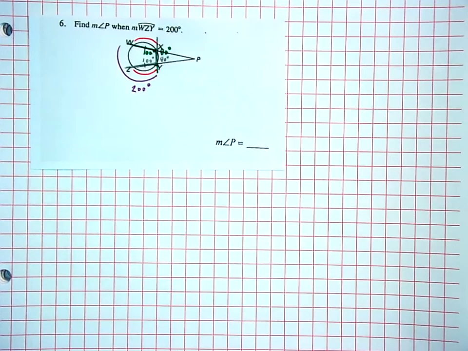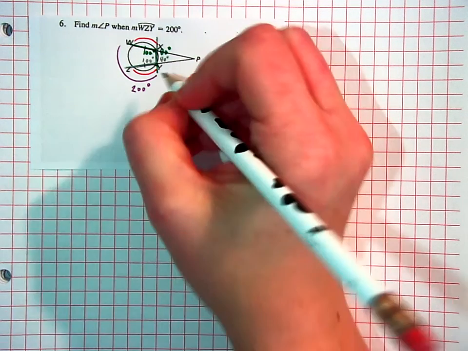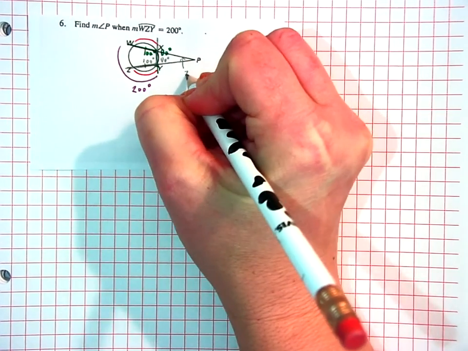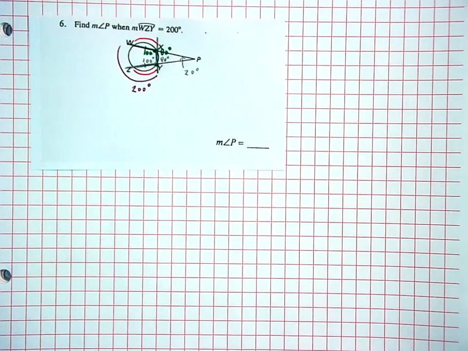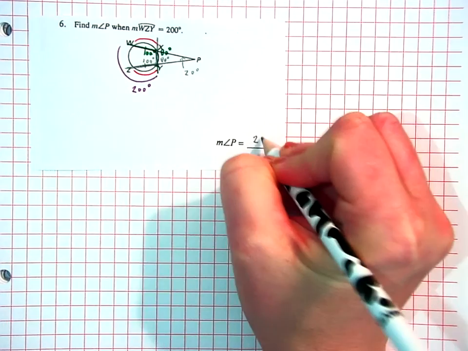So I found a workaround in order to get to P. I connected from X to Y, I drew in that segment, and now I actually have a triangle. I have triangle XYP. I know it has to be isosceles because those two base angles match. They're both 80 degrees. So P is whatever's left over. If I take 180, subtract 80, subtract the other 80, I'm left with 20 degrees right here. So the measure of P has to be 20 degrees.